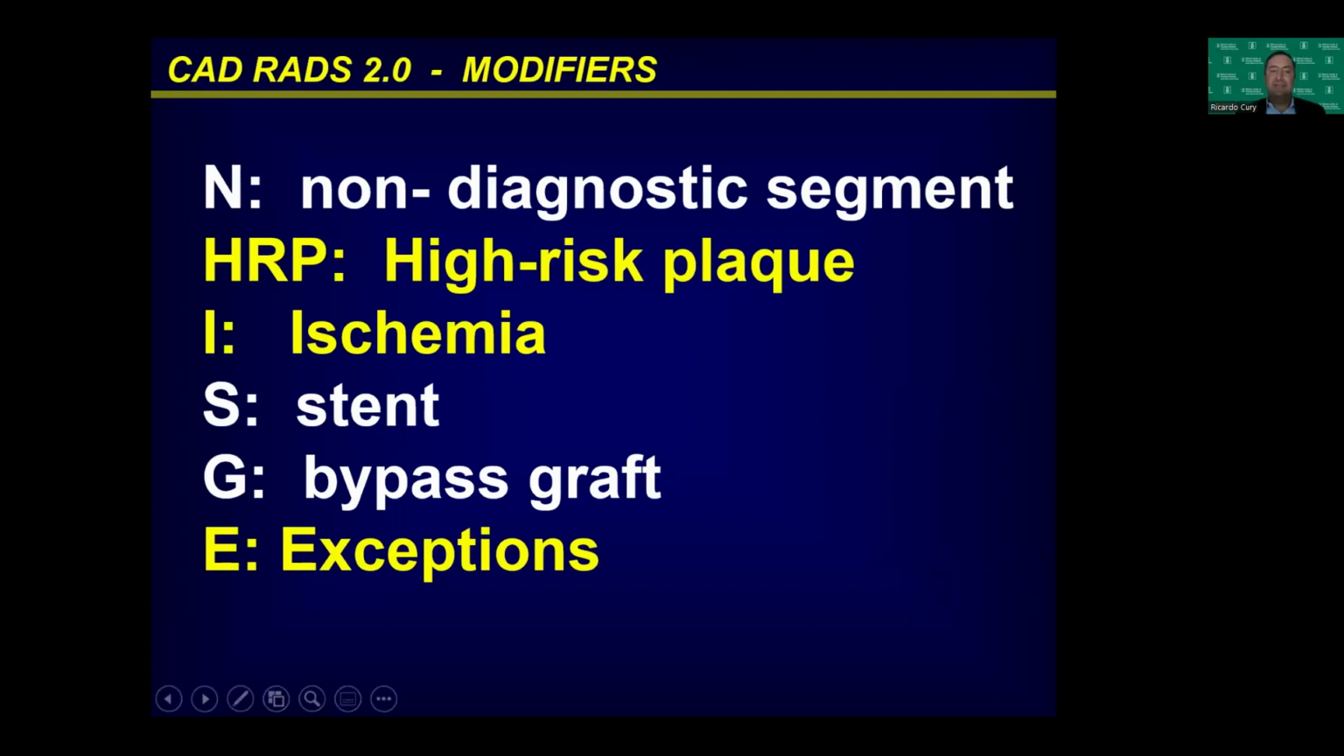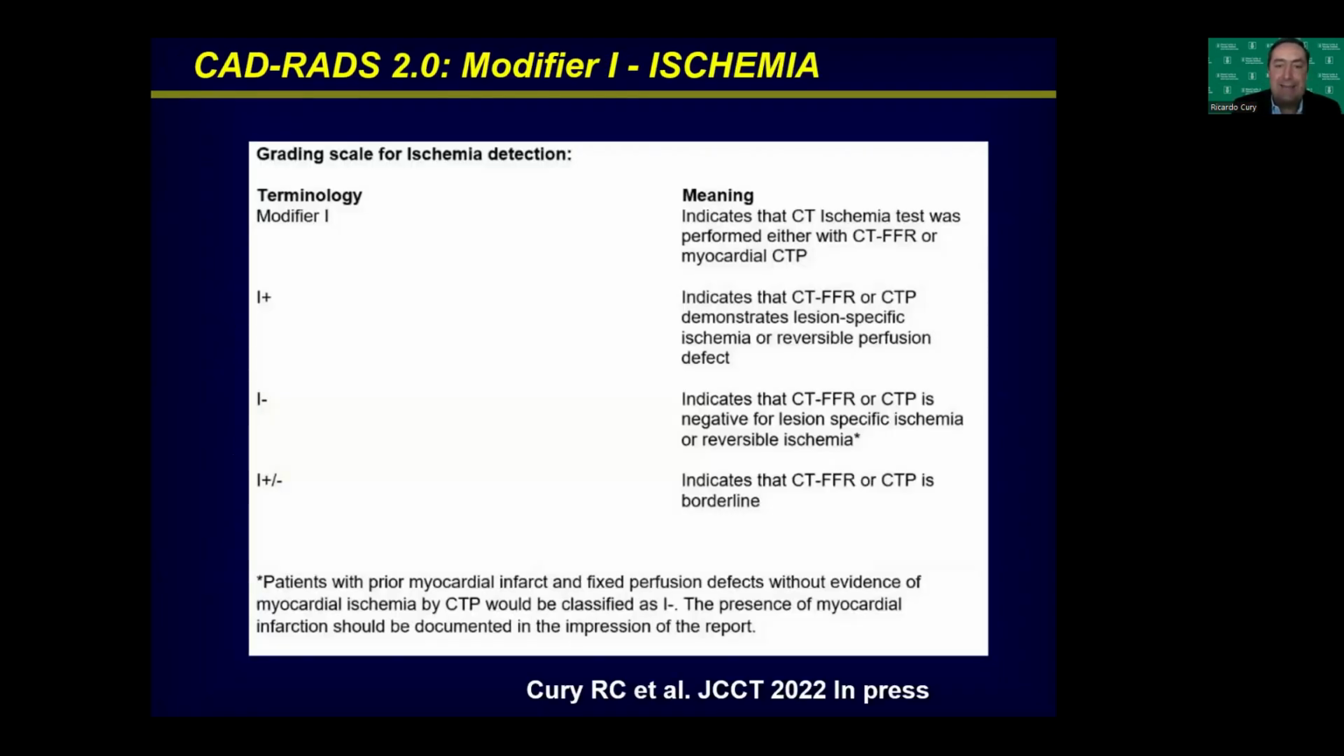For CAD-RADS 2.0, it's first stenosis, then plaque, and then the modifiers. So you have your stenosis from 0 to 5, then you have plaque from P1 to P4, and then you add modifiers if present. I would like to highlight just 3 modifiers. I, which is for ischemia, that you can have I plus, I minus: I plus if you have ischemia, I minus if there's no ischemia, and I plus-minus if it's a borderline case.